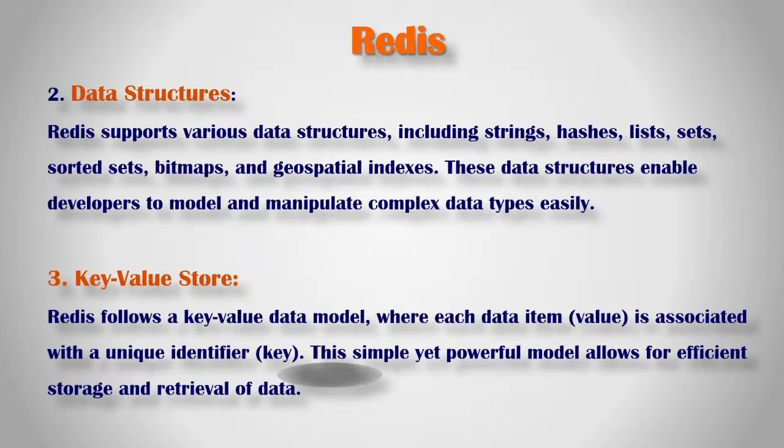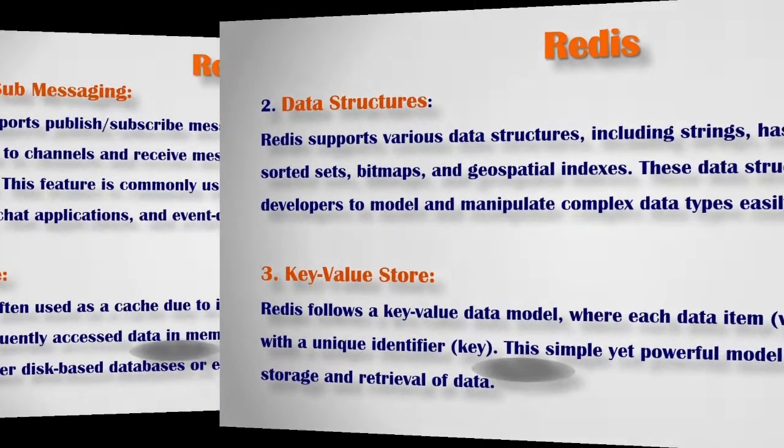3. Key value store. Redis follows a key value data model, where each data item, value, is associated with a unique identifier, key. This simple yet powerful model allows for efficient storage and retrieval of data.